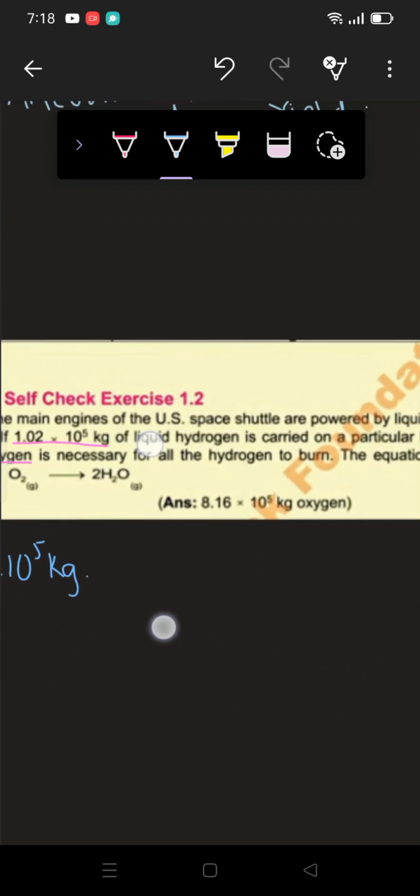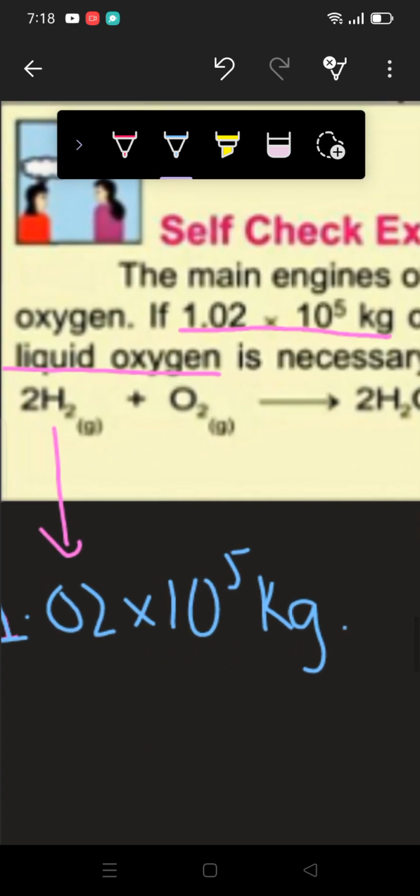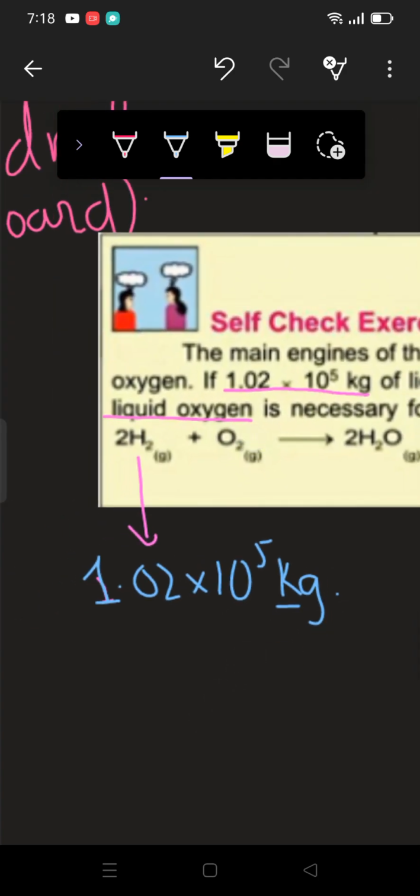Now see, if they had asked us in gram, we would need to convert that kilogram into gram first, right? Because we know that the standard unit in which we calculate is the gram, right? But here the answer is given in kilogram, which means we don't need to convert this kilogram into gram. We need to keep it the same, kilogram, right?